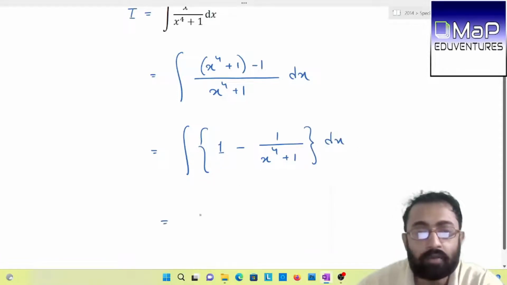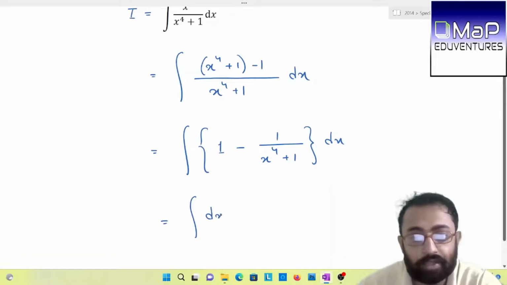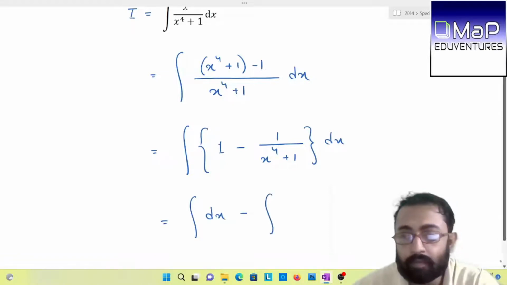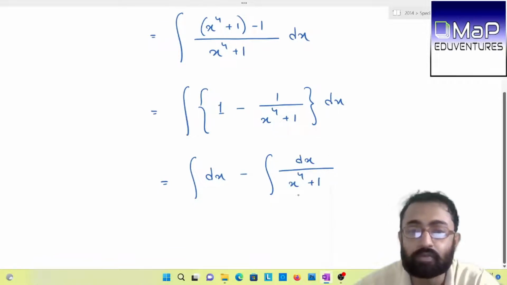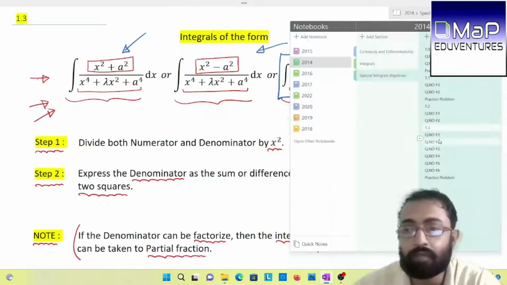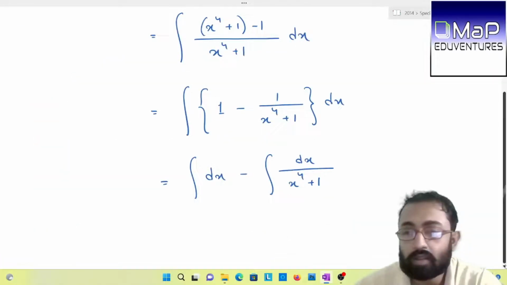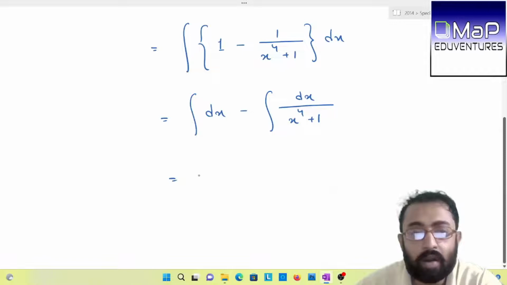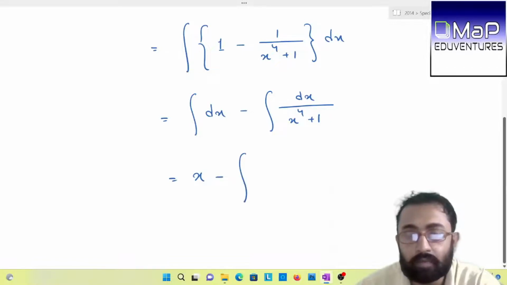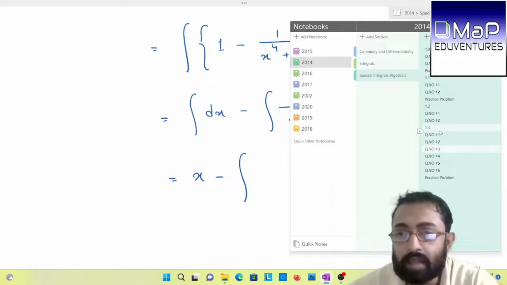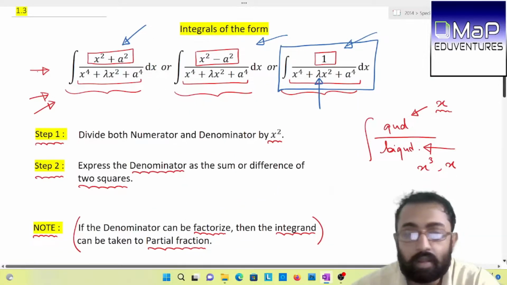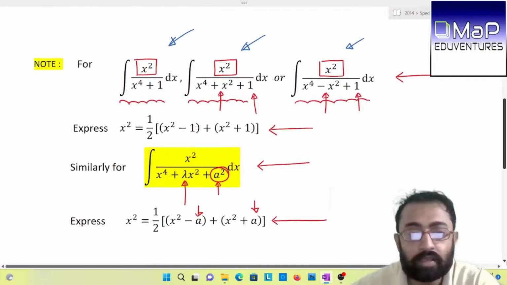Now if you split the integration, we are going to have integration of dx minus integration of dx divided by x to the power 4 plus 1. So the first part is integrable, but the question is, in the second part, how should we integrate 1 divided by x to the power 4 plus 1? The answer lies in the form we have discussed in the last video.